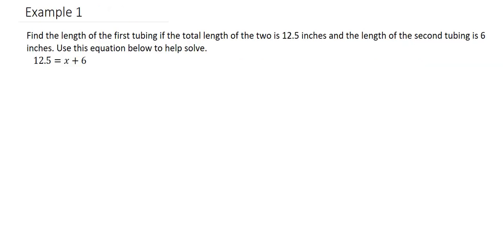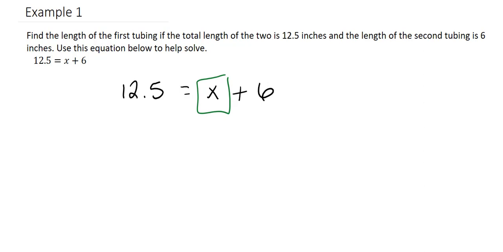Example 1. We're going to find the length of the first tubing if the total length of the two is 12.5 inches and the length of the second tubing is 6 inches. We're going to use the equation below to help us solve. So we have 12.5 is equal to x plus 6. Notice we have our positive term, and we want to get our variable by itself. That's the whole goal of these linear equations.